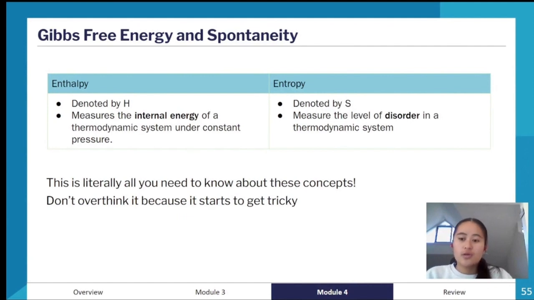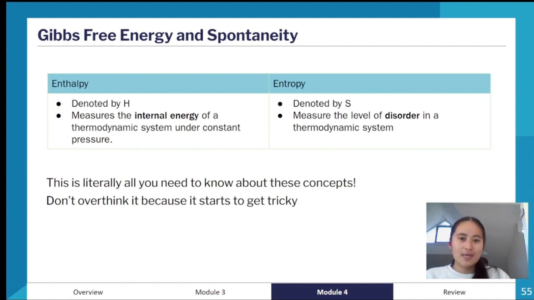So now we'll move on to Gibbs free energy and spontaneity. So this is a little bit tricky, so we'll take it slow. Okay, so Gibbs free energy is an equation that's made up of enthalpy, entropy, and also temperature. So we'll get to that equation in a second, but first, what is enthalpy and what is entropy?